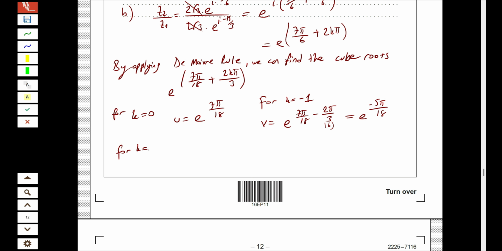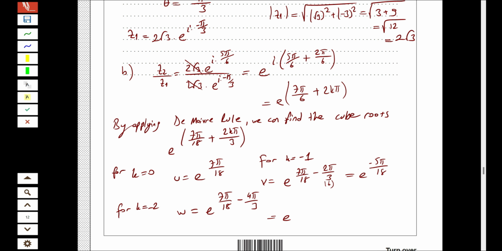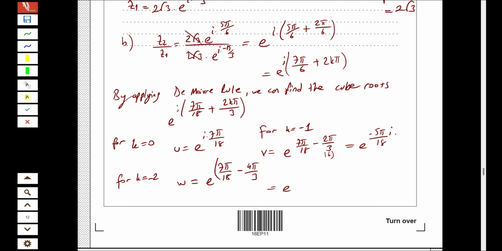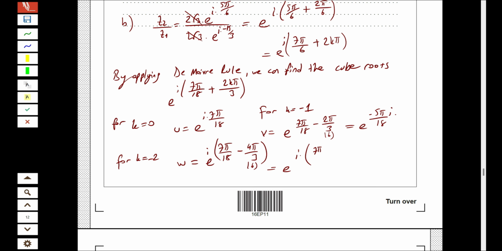For, let's say, k equals minus 2, I will find the last root, w, e to the power of 7 pi over 18. And when you replace k by minus 2, it will be minus 4 pi over 3. And the number will be, oh, we forgot i, right? Yes, there is an i here, here, and here. We will multiply by 6, and it will be minus 17 pi over 18.